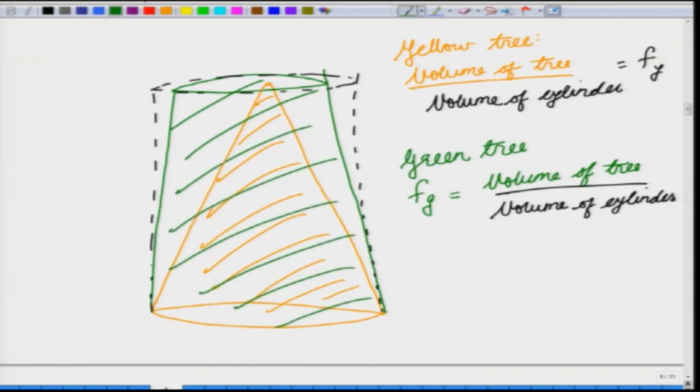Here we will find that F green is greater than F yellow. So, what we are saying is that even though you have these two trees with very different tapers, we can use the form factor as just a single number to give you an idea of how much is the taper of the tree.